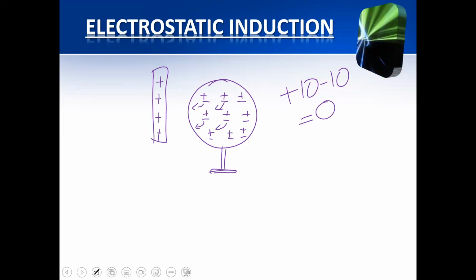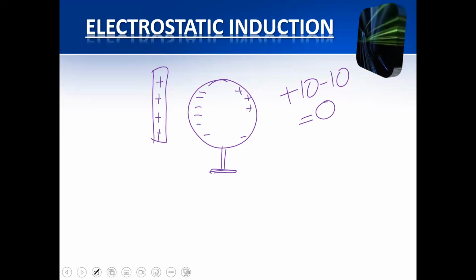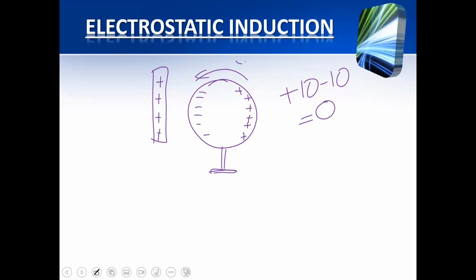What will happen after that? The positive and negative will separate from each other. The negative charges will gather on the left hand side. The negative will gather here, and positive will gather on the right side. There is a movement of electrons, the plus and minus separated. This is called electrostatic induction.